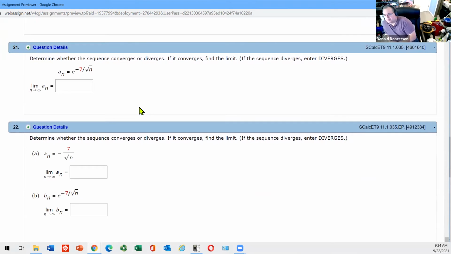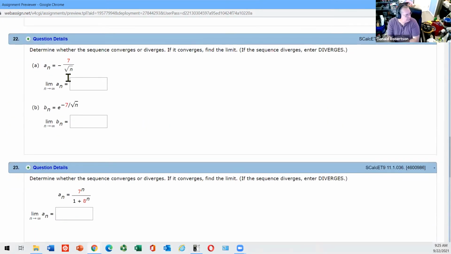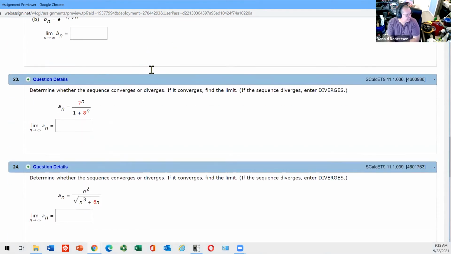21 looks horrible, but the answer is actually 1. So how do you do 21? Well, if you consider the power that e is being raised to, which is -7 over the square root of n, as n approaches infinity, you can just brute force that, and it's going to go to 0. Then as the power that e is being raised to goes to 0, that's going to go to 1. Yep, bang on. Couldn't have said it better. Would you agree? Brute force.